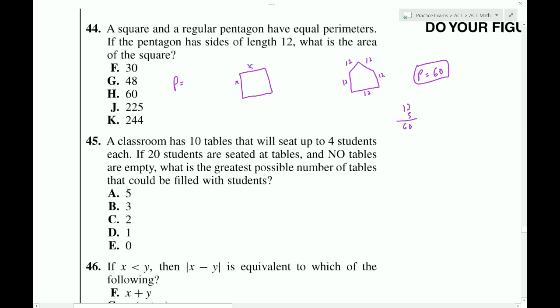But if I call each of these x, because I don't know the side length, perimeter is just going to be 4 times that, right? x plus x plus x plus x is 4x. But I know 4x would have to equal 60, and then I could divide by 4. And so I get 15 for my side length of the square. And then the area of the square would just have to be side squared. So it would be 15 squared, which happens to be 225.